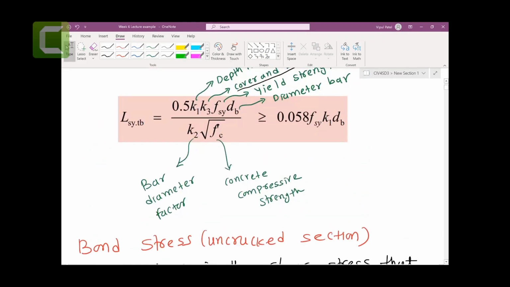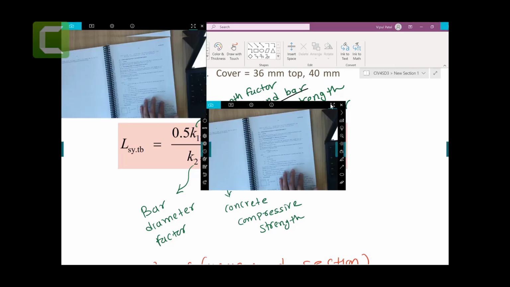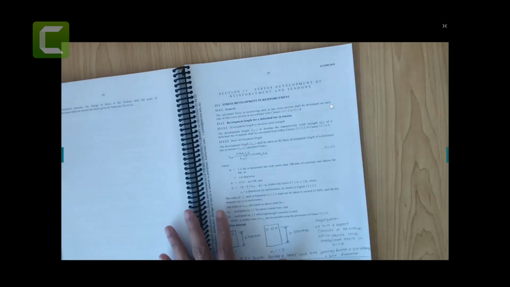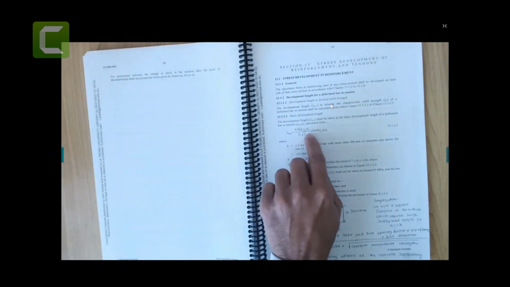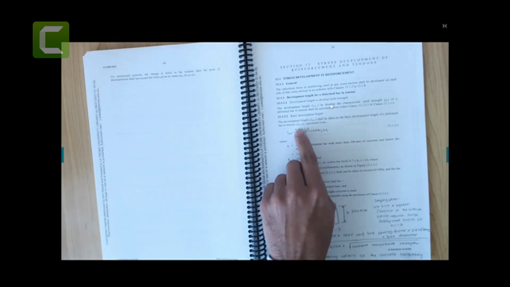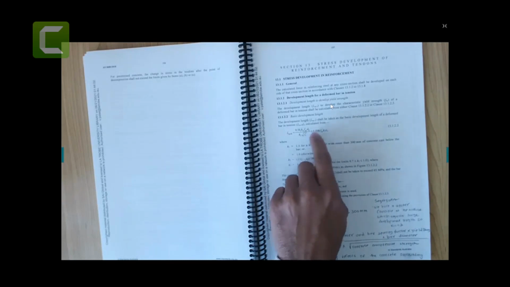I think these are the equations that we have shown you, and I will show you in the standards as well. We are working in section number 13, and I will share the screen here, making sure that it's not distracted. So if you come back here, these are the simplest equations that we're going to use: 0.5 k1 k2 k3 fsy db over square root f c dash. And this is for the smart cookies.